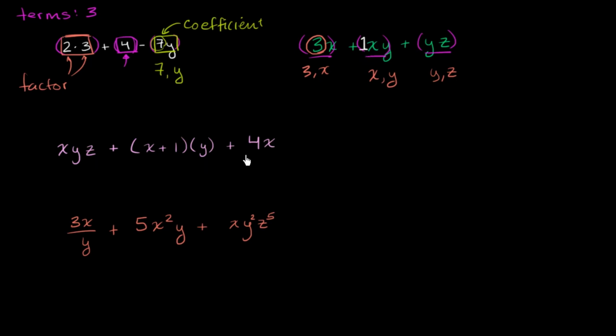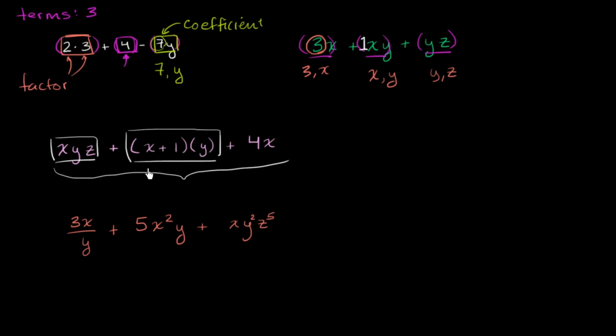Now this one is really interesting. Because if we look at the bigger expression, if we look at the whole thing, it's clearly made up of 3 terms. The first term is xyz. The second term is x plus 1, that whole thing, times y. And then the third term is 4x. And if you look at that level, if you look at the first term and ask how many factors it has, you would say that it has 3 factors, x, y, and z.